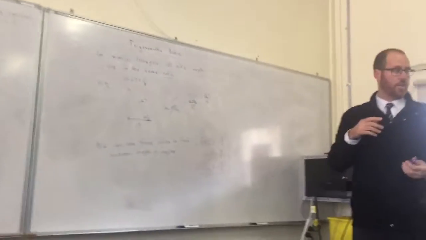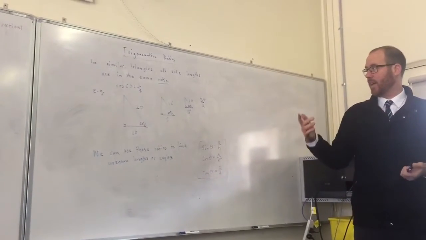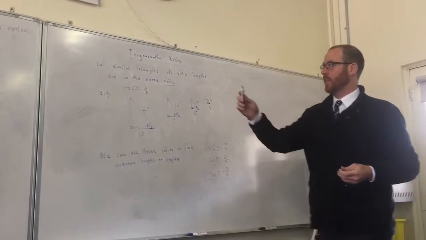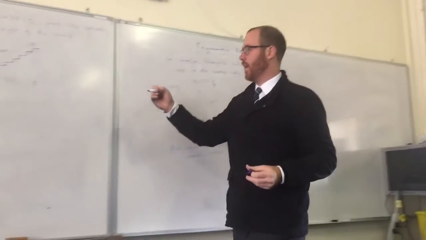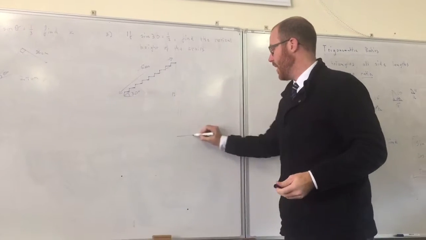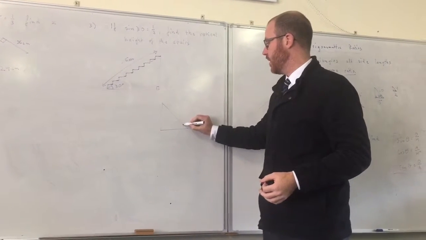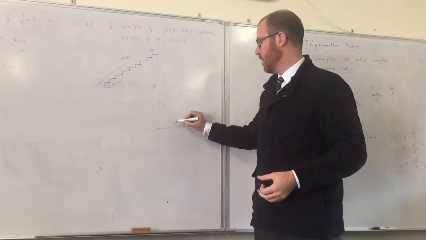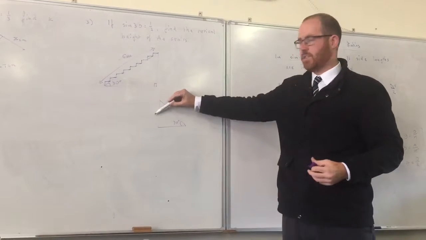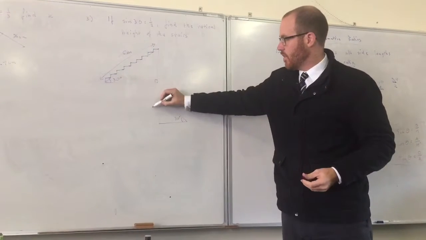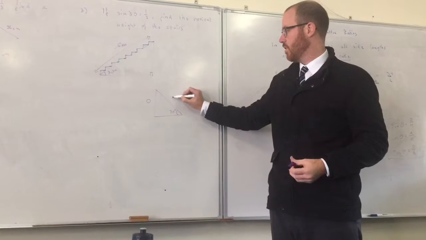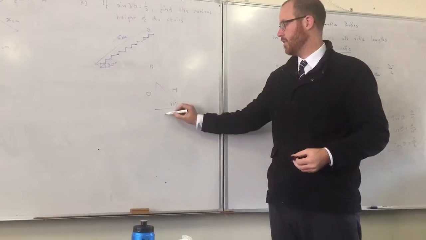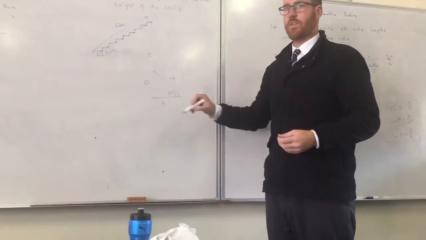Okay, so hopefully we remember from last week that we looked at labelling triangles. So remember, if we had a triangle and we had this angle here that was, let's say, 30 degrees, what do we label that side as? The opposite. What was this one labelled as? The hypotenuse, or H, hypotenuse. Good.